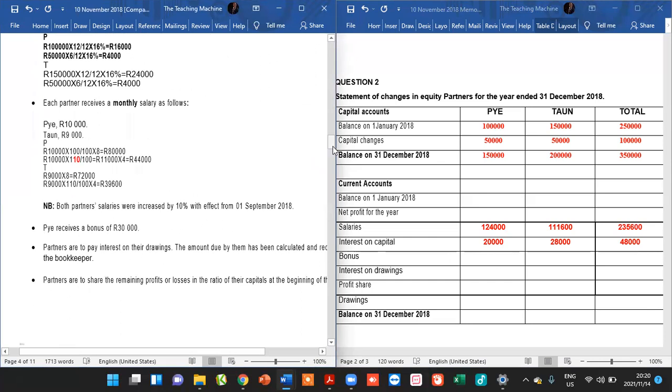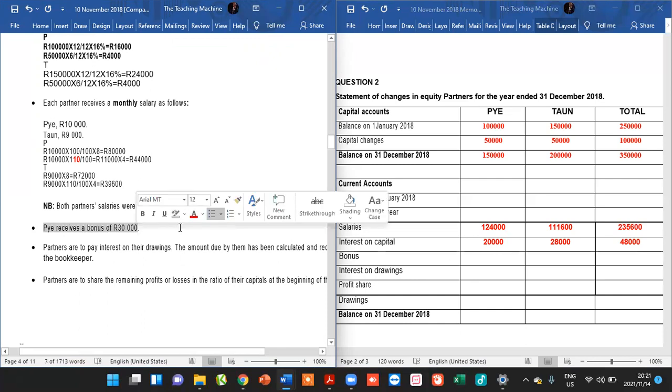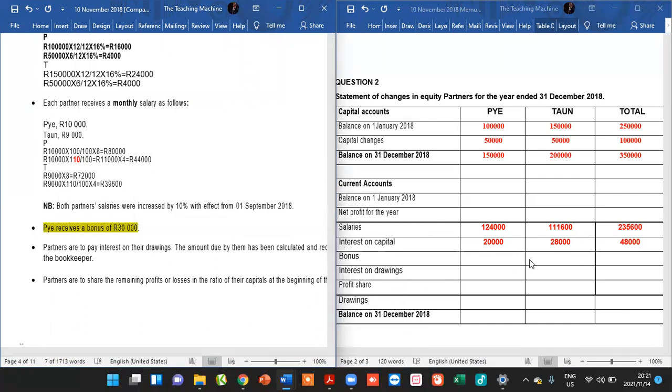Okay. It says P receives a bonus of 30,000. We are on this bullet point. P receives a bonus of 30,000 rands. So we're just going to add 30,000 under this partner, and the other partner is not entitled to a bonus. So it's 30,000.